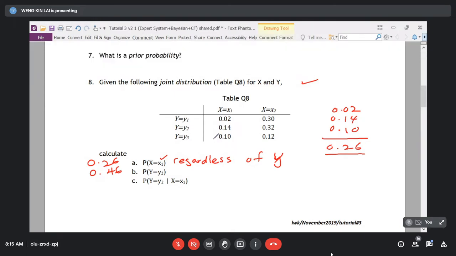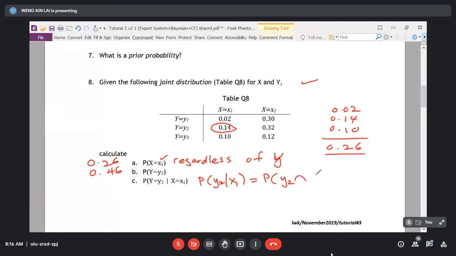Okay, so what do you have here? So Y2, X1, this one, right? So this will be the probability of Y2 given X1. What will be your P for your, how should I put this, Y2.